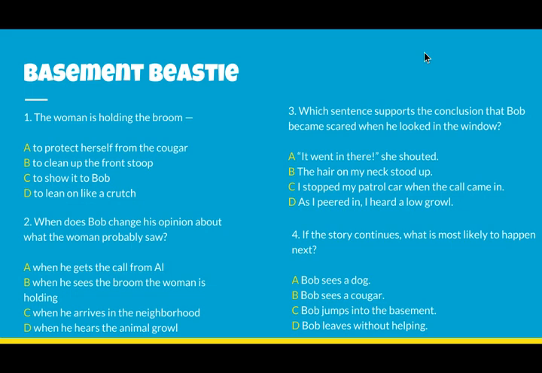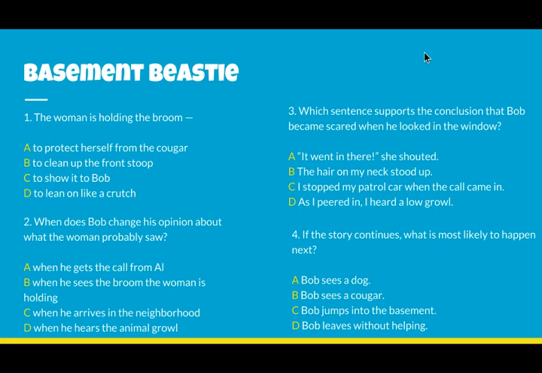2. When does Bob change his opinion about what the woman probably saw? A. When he gets the call from Al. B. When he sees the broom the woman is holding. C. When he arrives in the neighborhood. Or D. When he hears the animal growl.